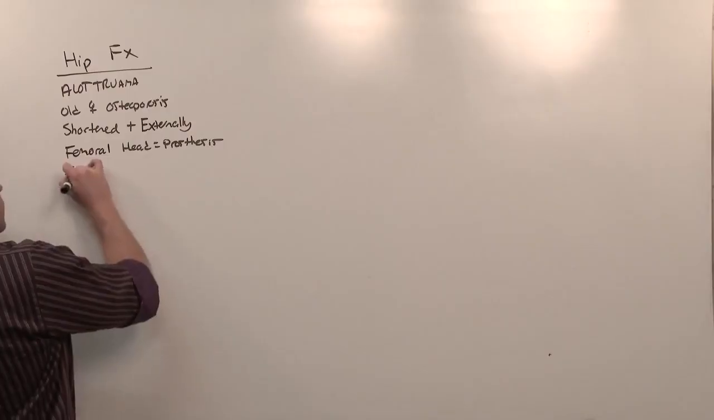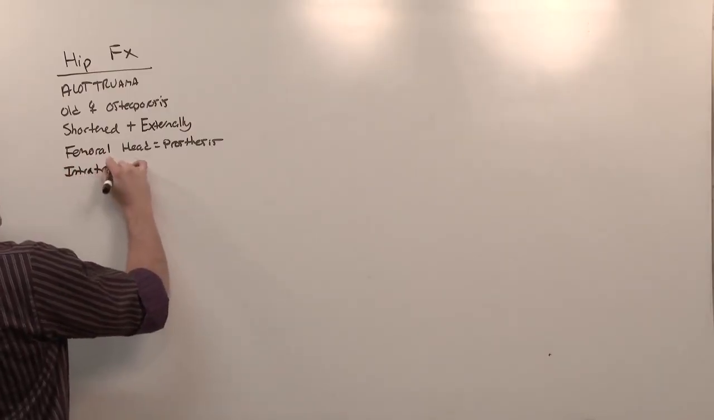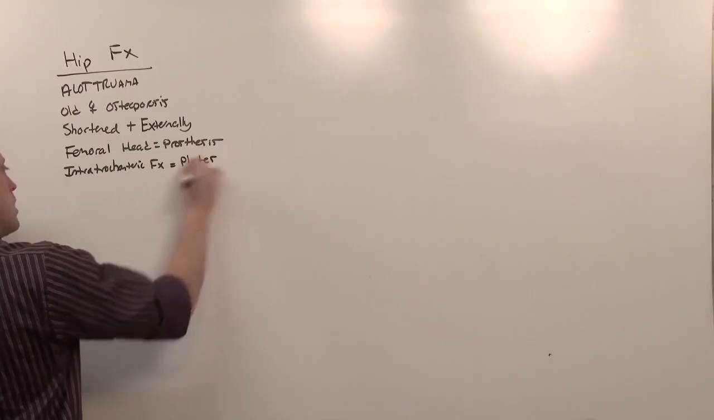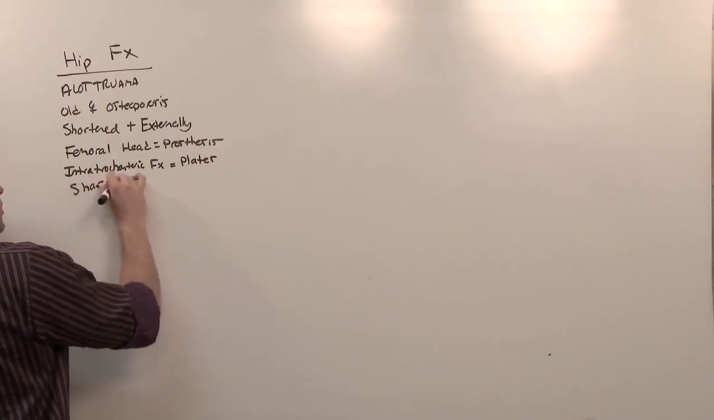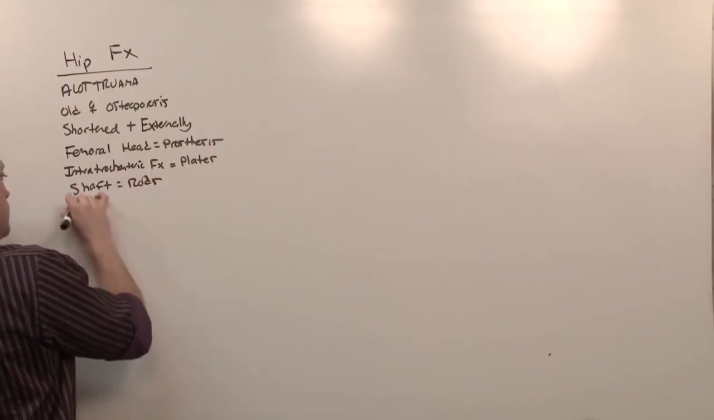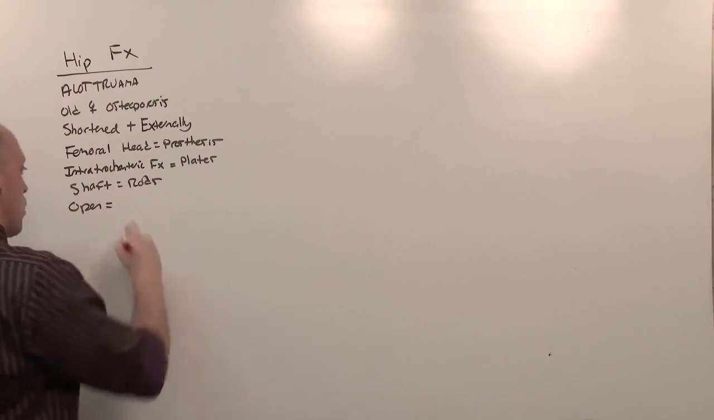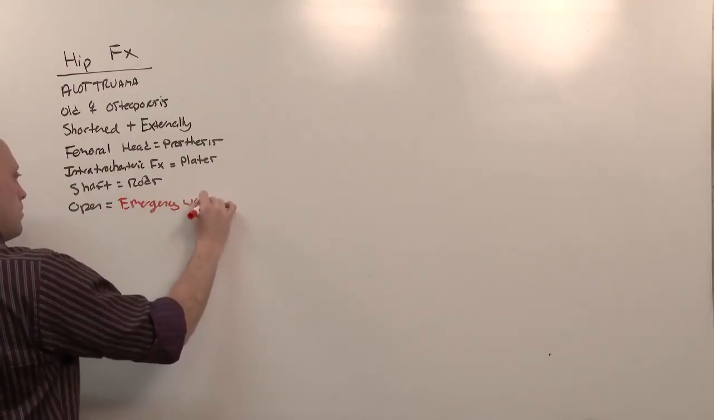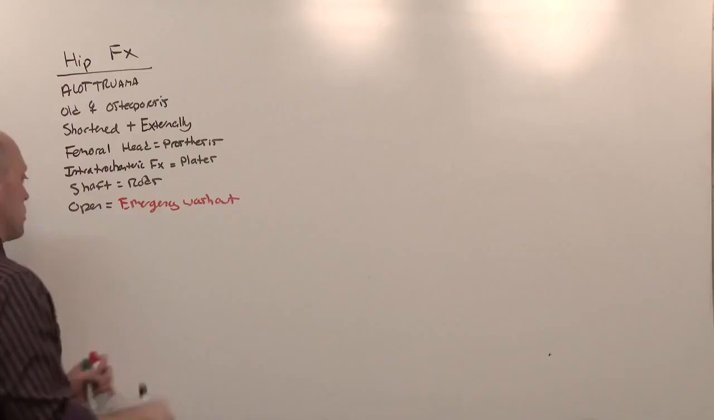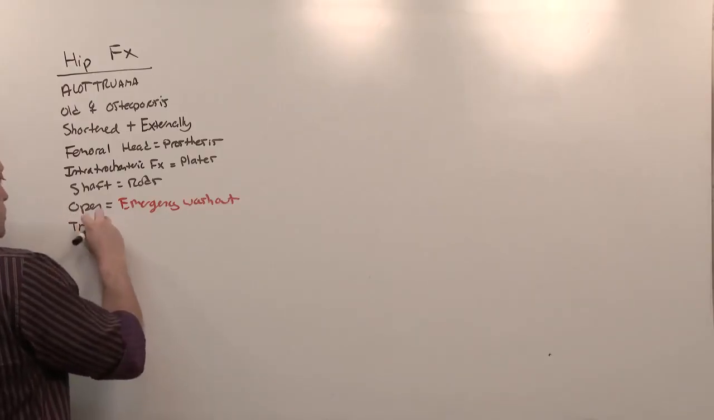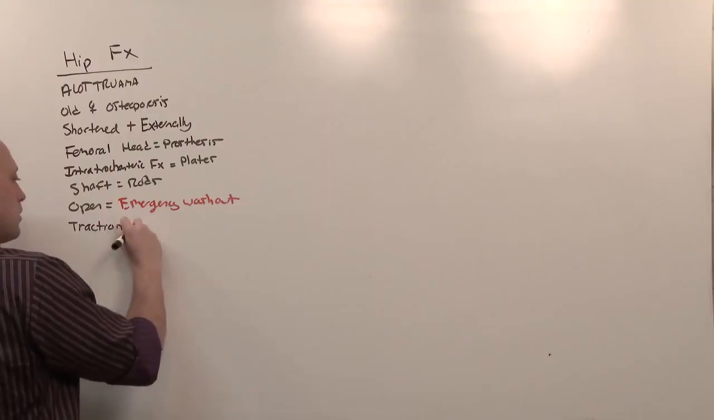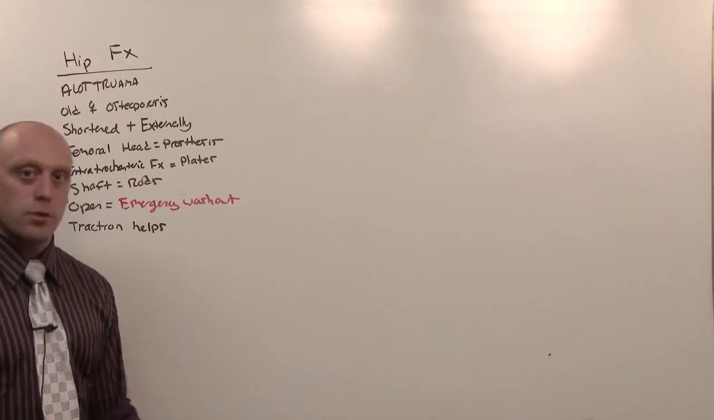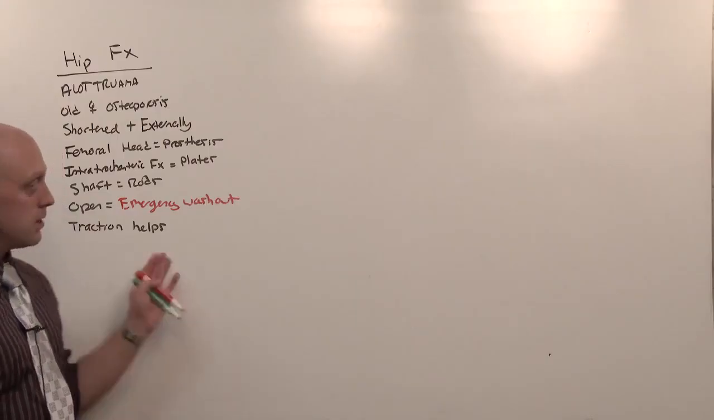If it's an intratrochanteric fracture, you're going to use plates. If it involves the shaft, you're going to use rods. If it's open, it's emergency washout. And while you're transporting the patient, traction will help. It'll pull away the pieces of the bone grinding against each other. And then eventually it's going to be rehabilitation. That's the hip. Let's get to the knee.